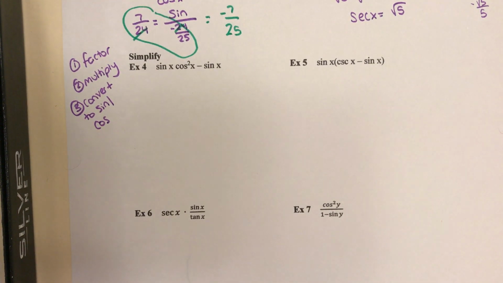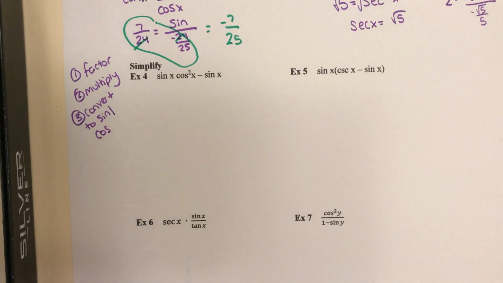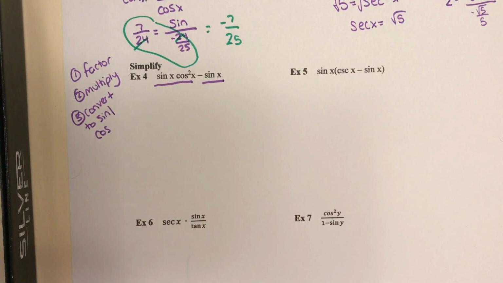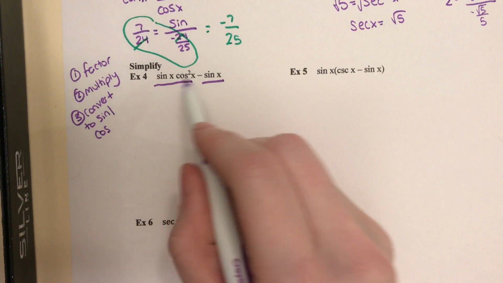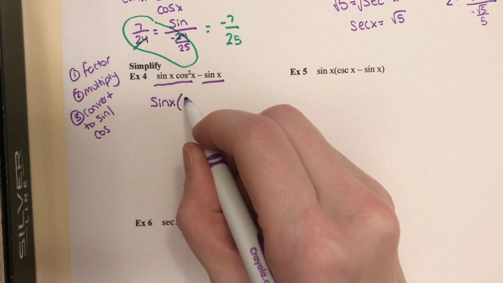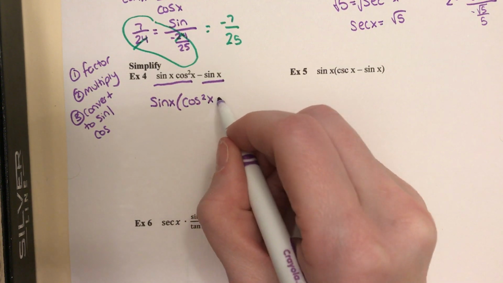So for example, if I look at number 4, I have two terms here. Terms are always separated with a plus or a minus. So both of these terms have a sine in common. So I'm going to factor out that sine. I would be left with cosine squared minus 1.